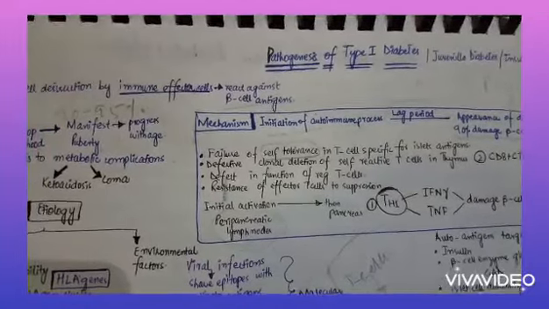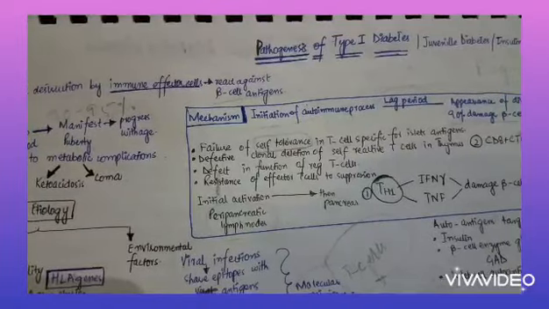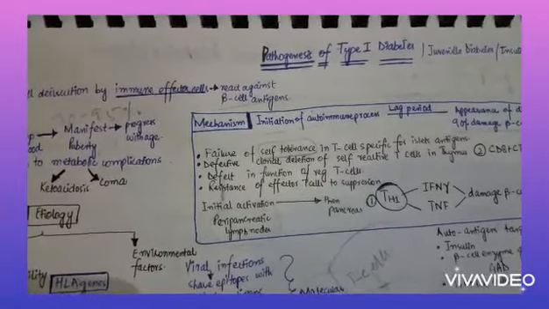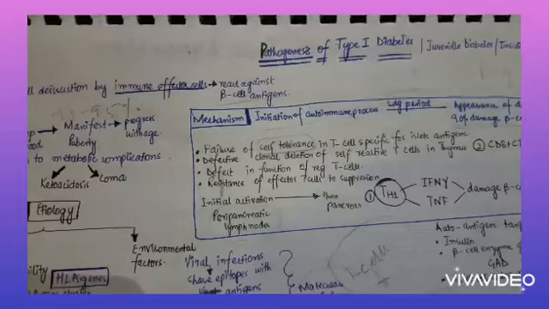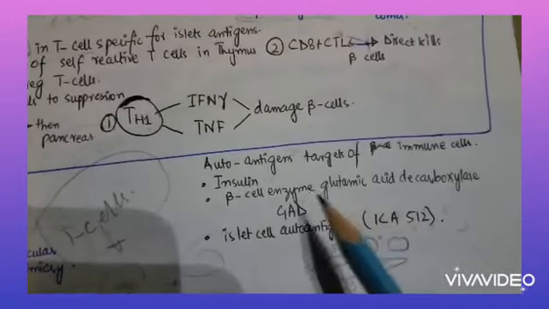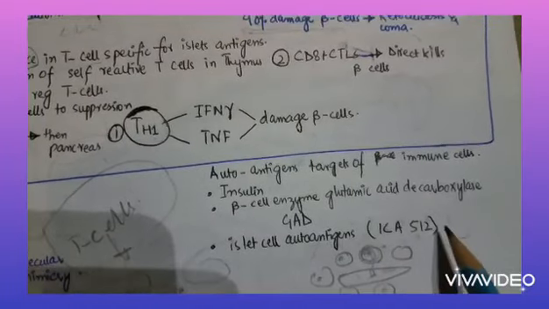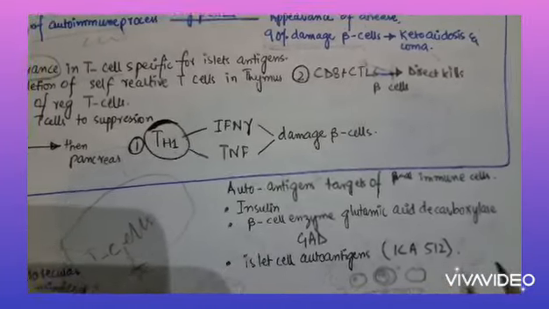So, in type 1 diabetes, there is only beta cell destruction by the immune effector cells. These immune effector cells will only react against the beta cell antigens. These beta cell antigens include insulin itself, the beta cell enzyme glutamic acid decarboxylase, and the islet cell autoantigen ICA512, which is found in both the alpha cells and the beta cells.